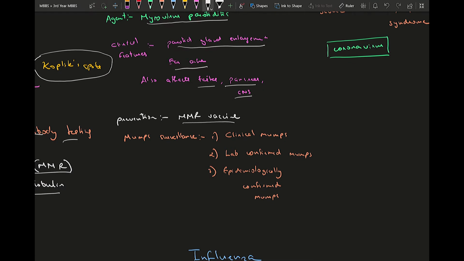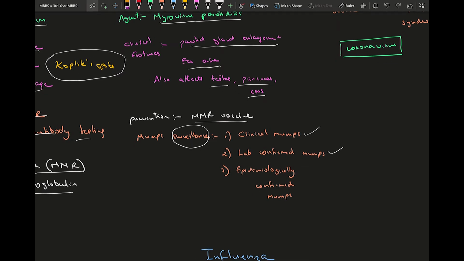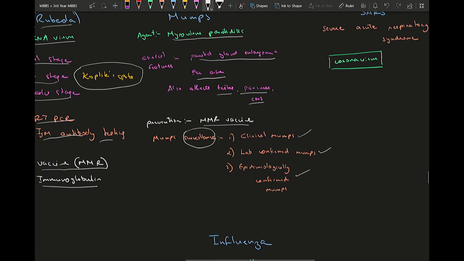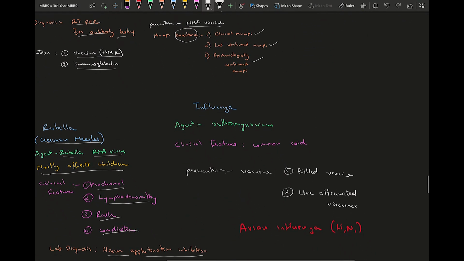Prevention again, MMR vaccine. There is a special thing called mumps surveillance. First, you take the account of all the cases of mumps. There are three types of mumps cases: ones which are detected clinically, then lab confirmed using your ELISA or PCR test, and that is the second type of case, and epidemiologically confirmed mumps. All of these three numbers are closely monitored to check the prevalence of the disease.